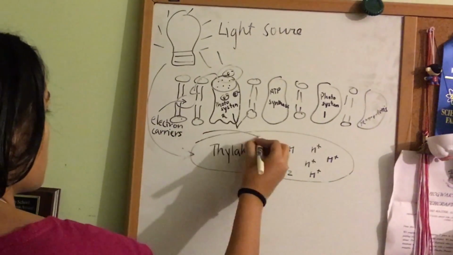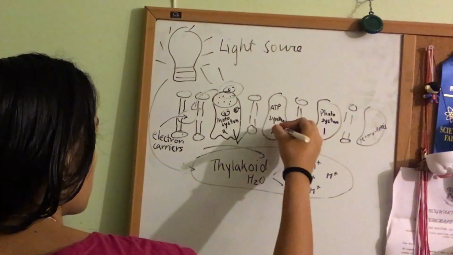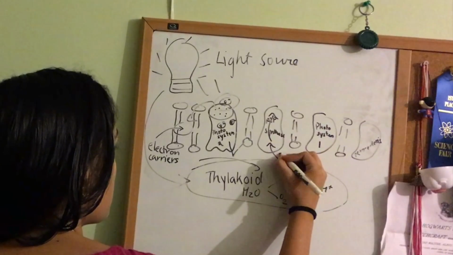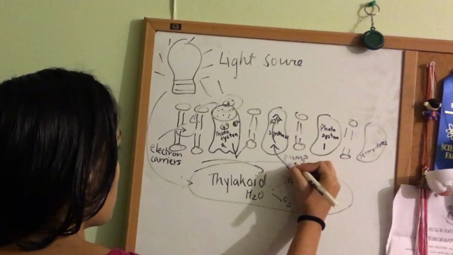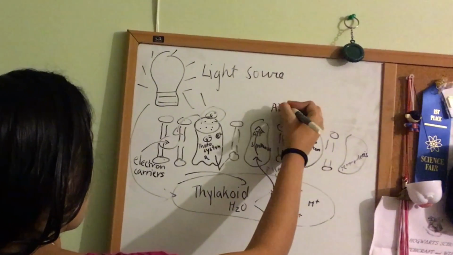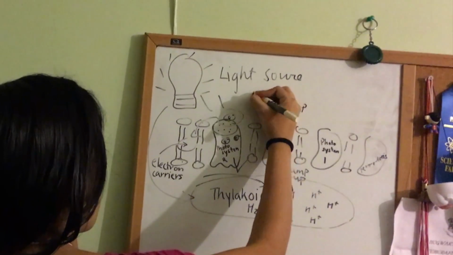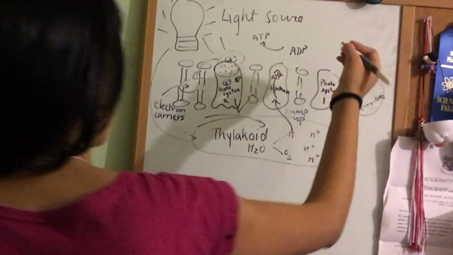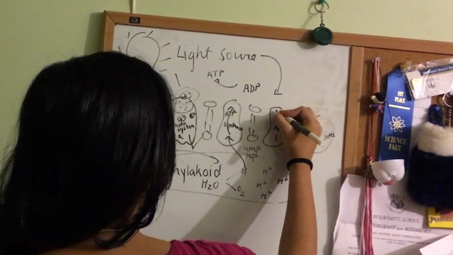The first of the three carriers is plastoquinone. The middle carrier is a cytochrome complex. The energy lost from the electrons moving down the electron transport chain drives chemiosmosis, similar to that in respiration, to bring about the phosphorylation of ADP to produce ATP.